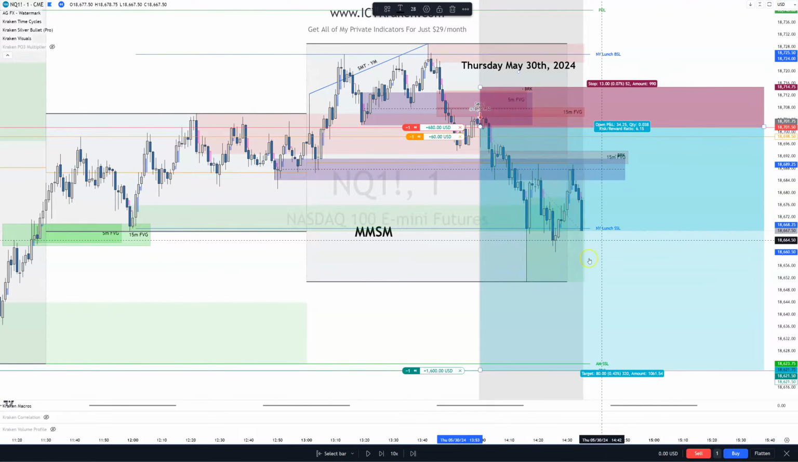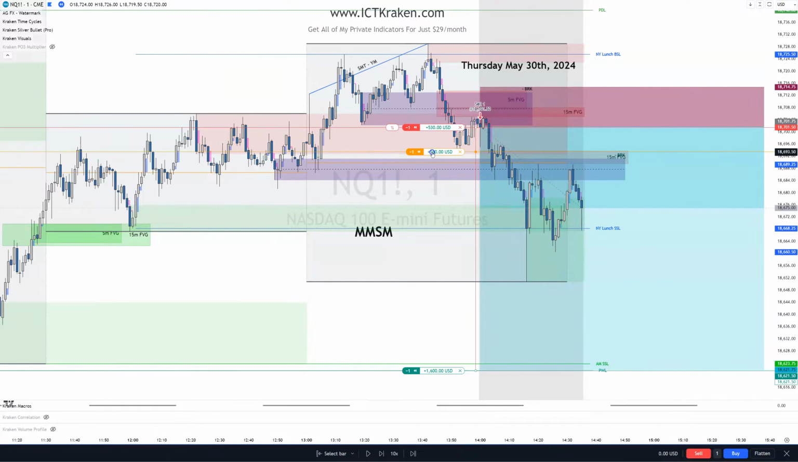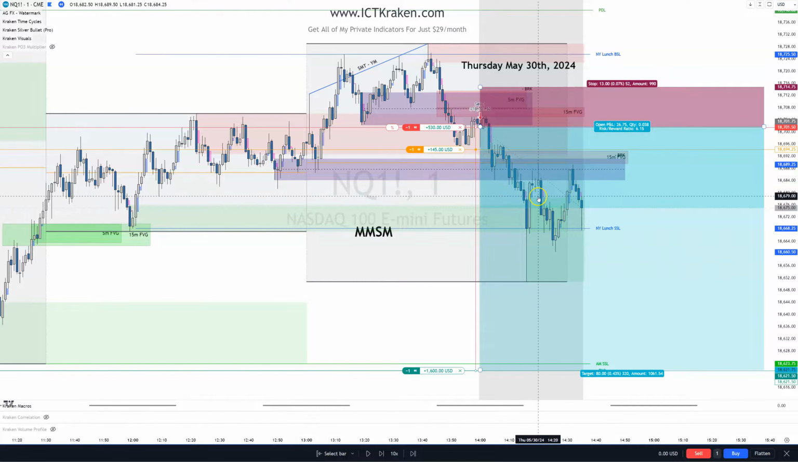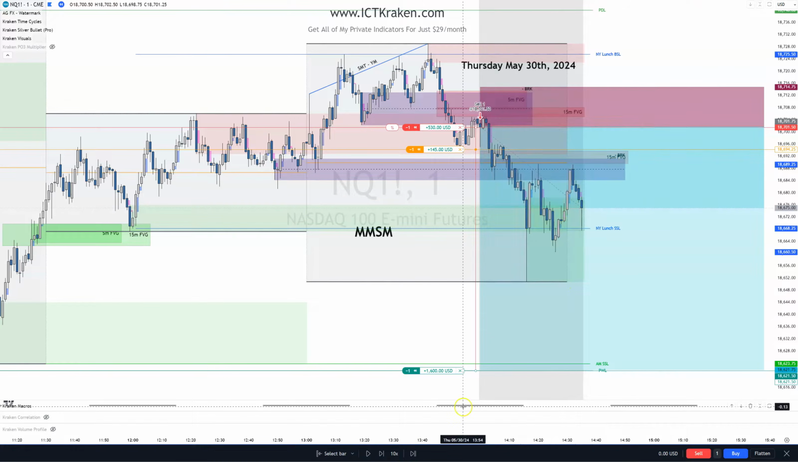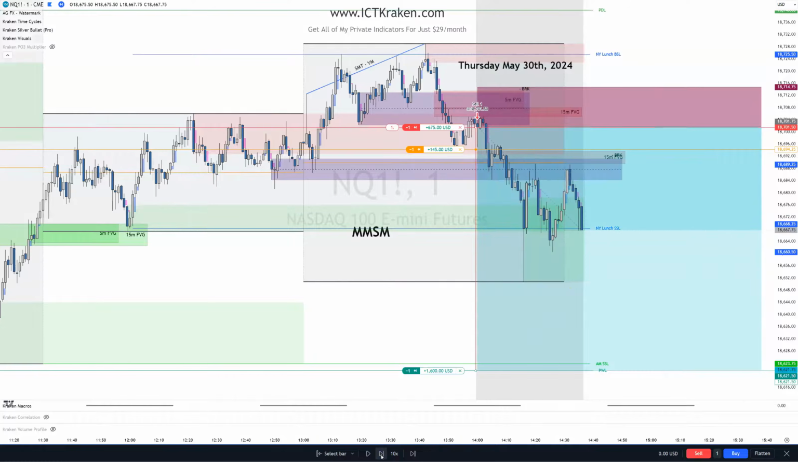I do like that. And a 15-minute fair value gap right here, I like that as well. I'm going to stop right there. Why? Because I have this breaker supporting price that's being respected and a 15-minute fair value gap right here. You got all these fair value gaps down here, so I'm going to use those as my targets. If it takes me out, I'm going to capture at least $145, which is fine.